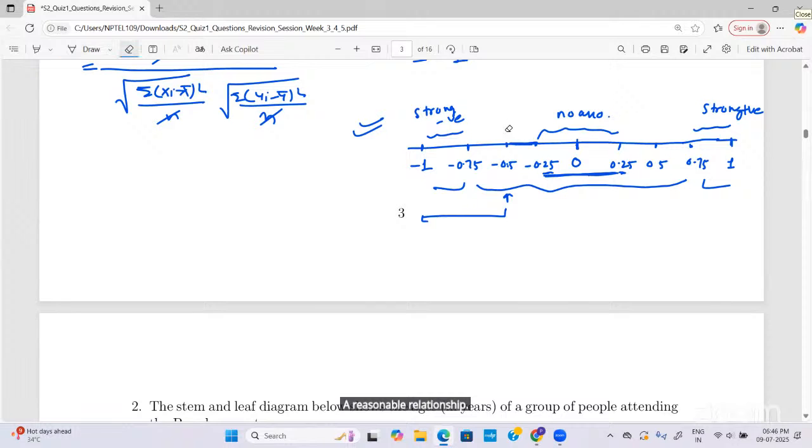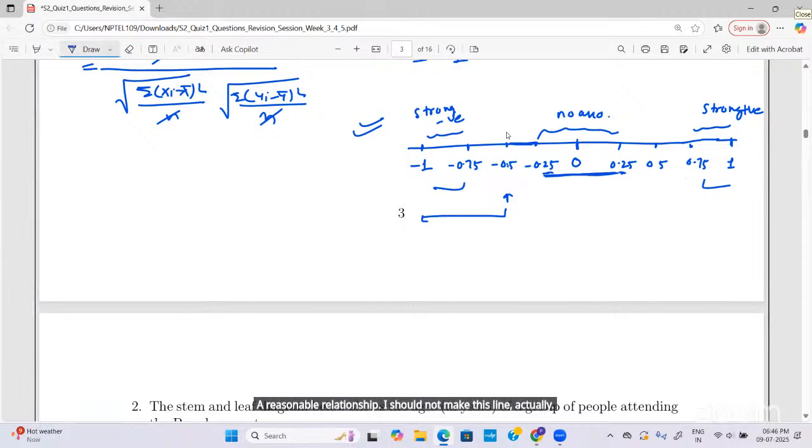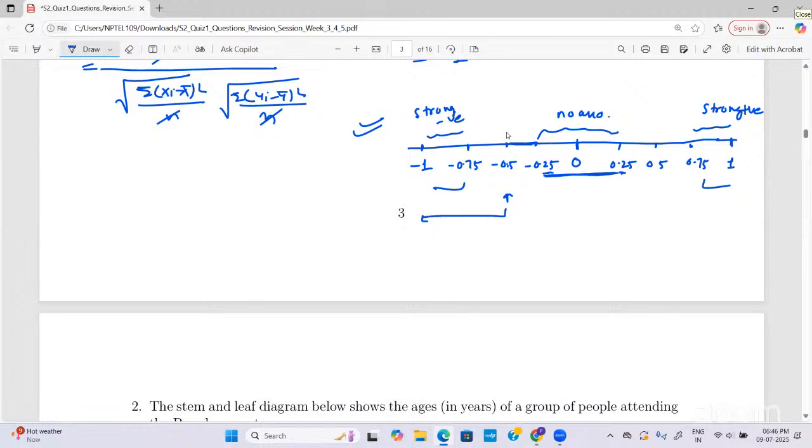Understood, ma'am. I should not make this mistake actually. Okay. And if it is greater than 0.75, it is strong. Okay. Depends on the sign, it will be strong negative and strong positive.